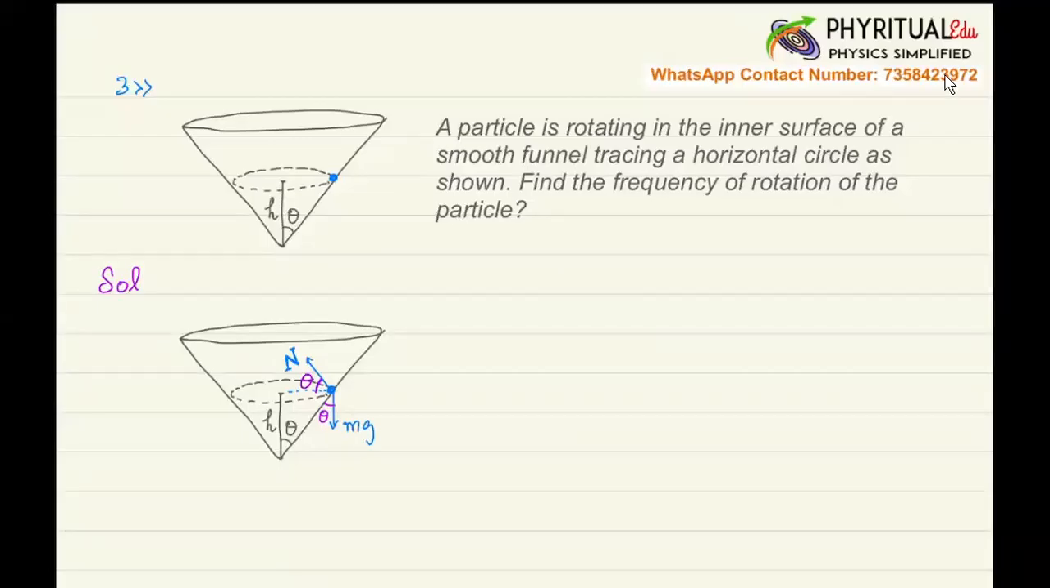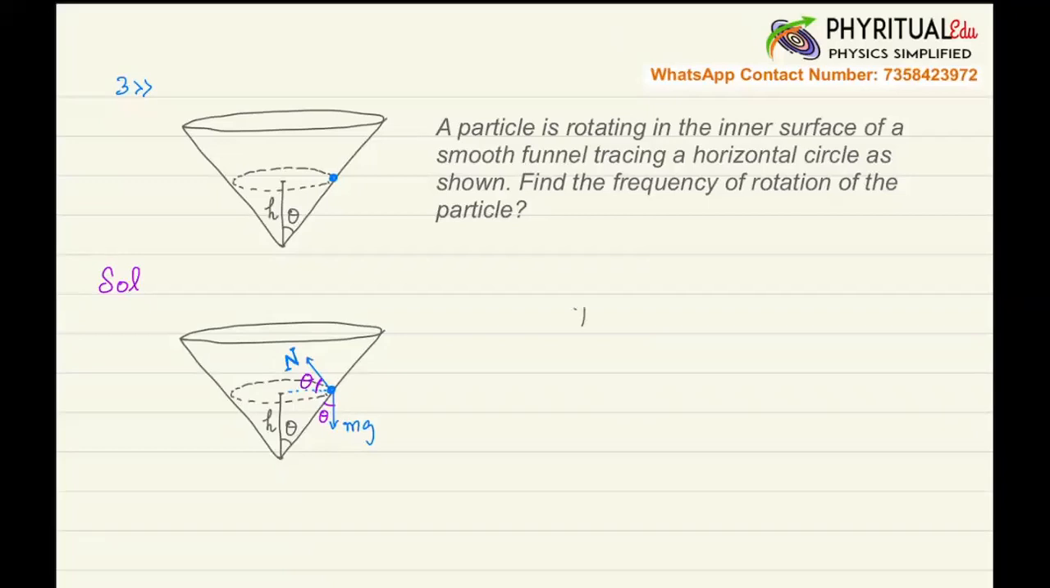So here is the question on a funnel based scenario. If we try to analyze this, the question says a particle is rotating on the inner surface of a smooth funnel, tracing a horizontal circle. You are asked to find the frequency of rotation of the particle. Now what is meant by frequency? The frequency means the number of times that this particle would be completing rotations in 1 second.